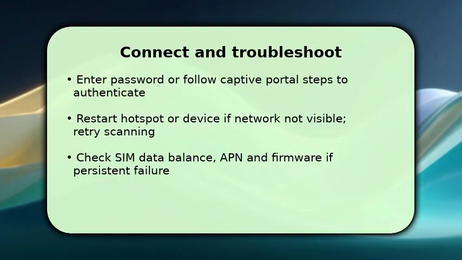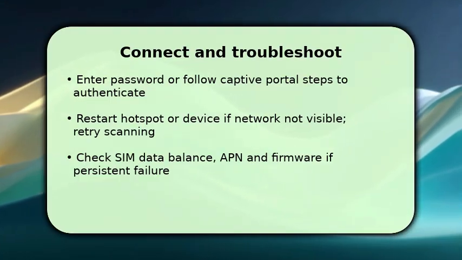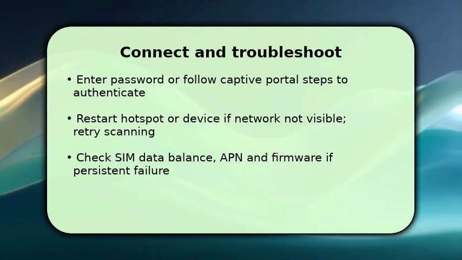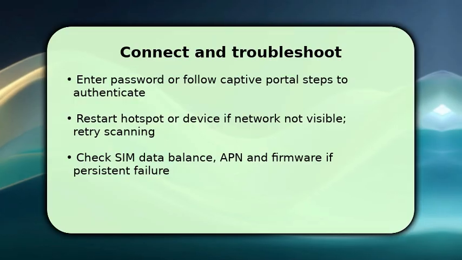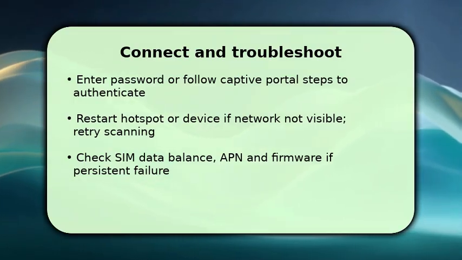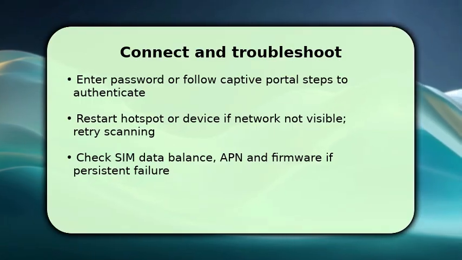Finally, connect by entering the hotspot password or completing the captive portal login. You'll see connected status when successful. If the network doesn't appear, restart the hotspot device and your phone, then rescan. Often a reboot resolves discovery issues.